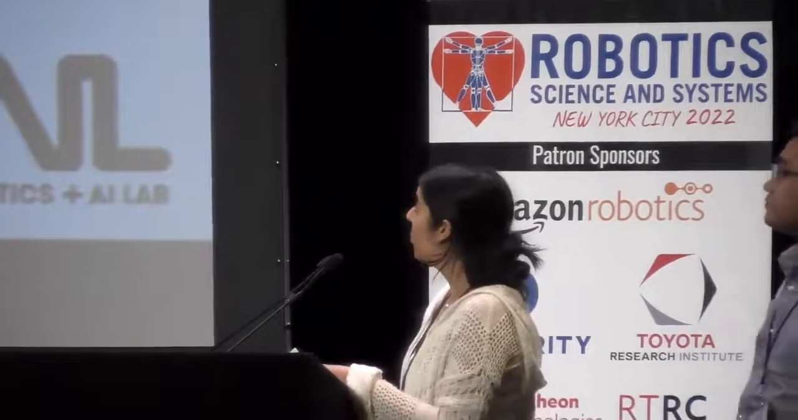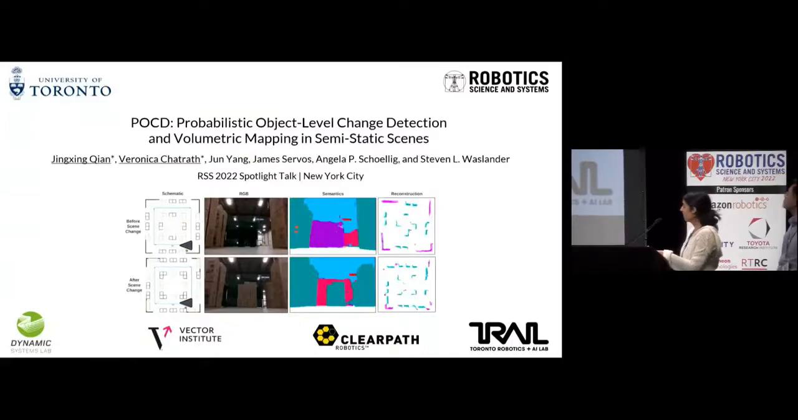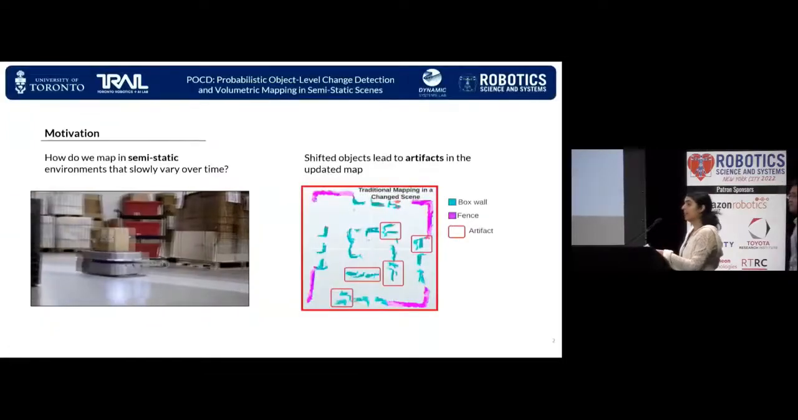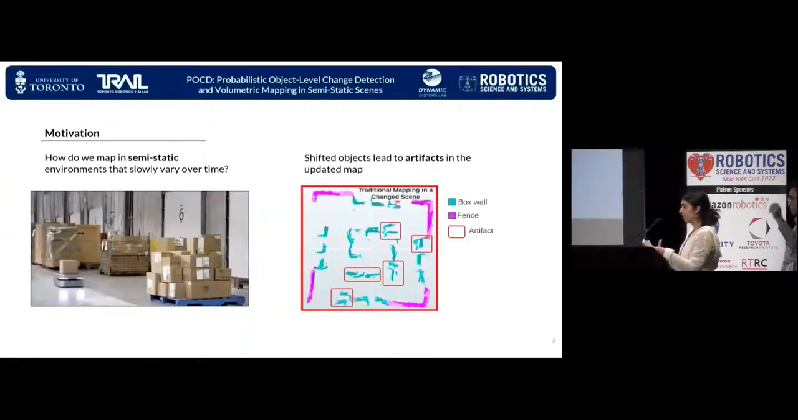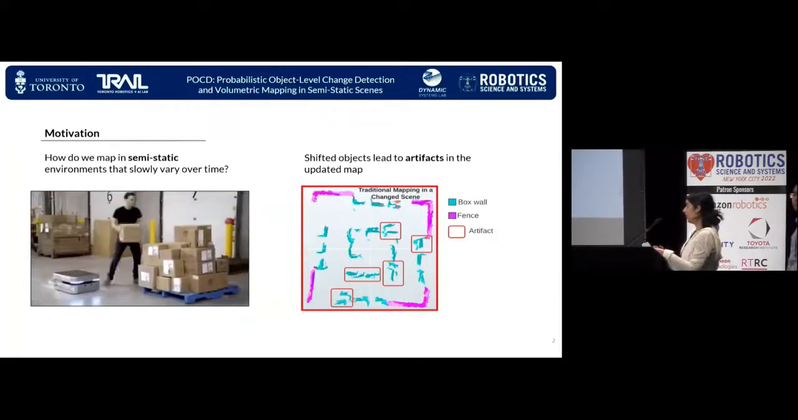Hi, we're Veronica and Joe, graduate students at the University of Toronto, and we'd like to present our work on probabilistic object-level change detection and volumetric mapping in semi-static scenes. Nowadays, we're seeing a lot more robots being deployed in human-centric environments, like this warehouse robot moving equipment from one side of the facility to the other.